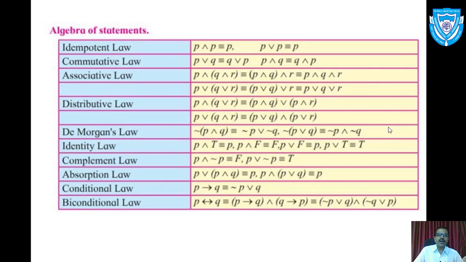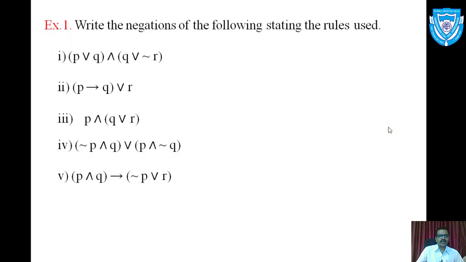Now you can verify all these laws of the algebra of statements using a truth table. You will see that both sides of each law are equivalent. They have the same truth values. This is the homework for you. You can work it out and verify yourself. Move to the next one.